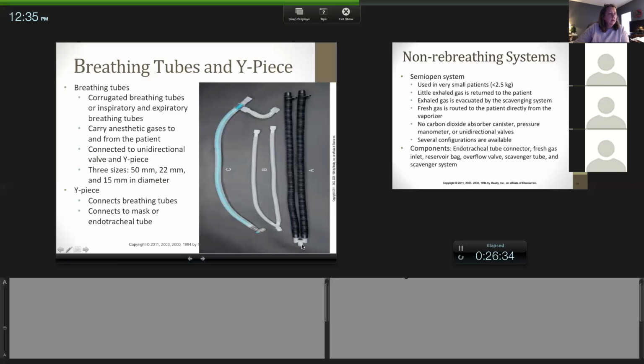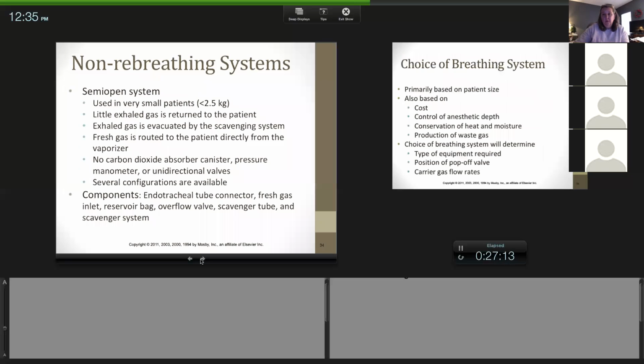So you've got the end here that hooks to the mask or the endotracheal tube, and then you've got one that hooks up to the inhalation and one to the exhalation. Now it's very critical, and you might be working in practices where things are not labeled like they are at school. If you're using coaxial, the blue tubing part has to hook up to the inhalation valve. If you hook this up backwards, they're not going to be able to breathe. So it's very critical that you get that hooked up properly. That's why I said when you go on externship, make sure you look at your machines and familiarize yourself.